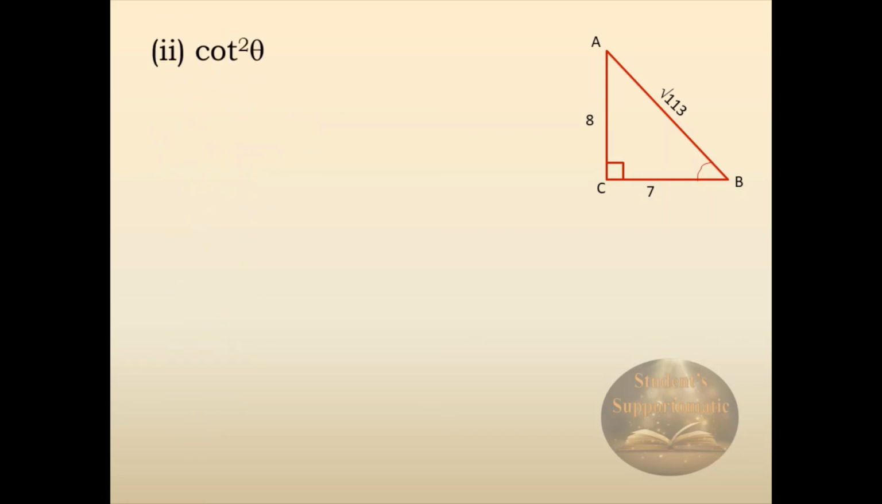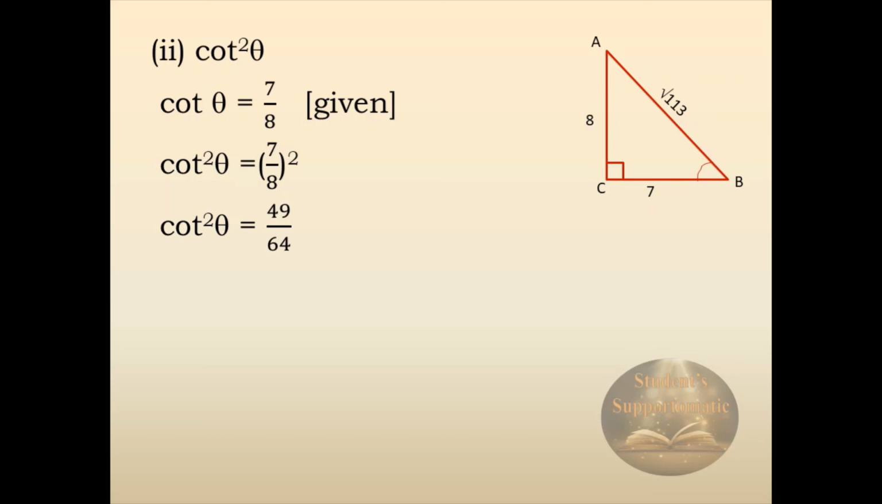Next one is cot square theta. Cot theta is equal to 7 by 8, it is given. So cot square theta is equal to 7 by 8, its whole square. 7 square is 49 and 8 square is 64. Therefore cot square theta is equal to 49 by 64.